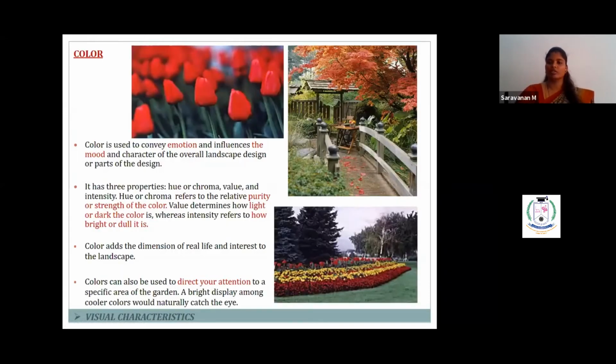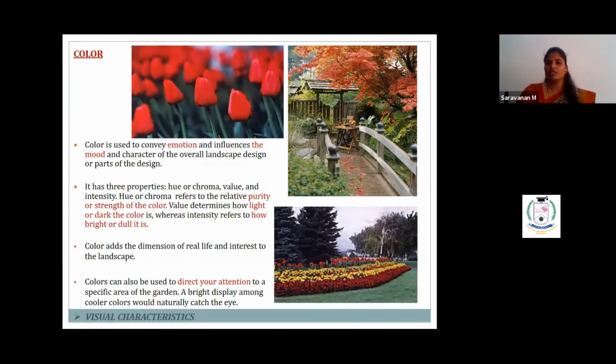Next comes your color. Color is used to convey emotion, which influences the mood and character of the overall landscape design. So the first part, when we read, is color and contrast. When it is colorful, obviously our eyes tend to see the view. So color is a major one, which shows interest in our landscape.